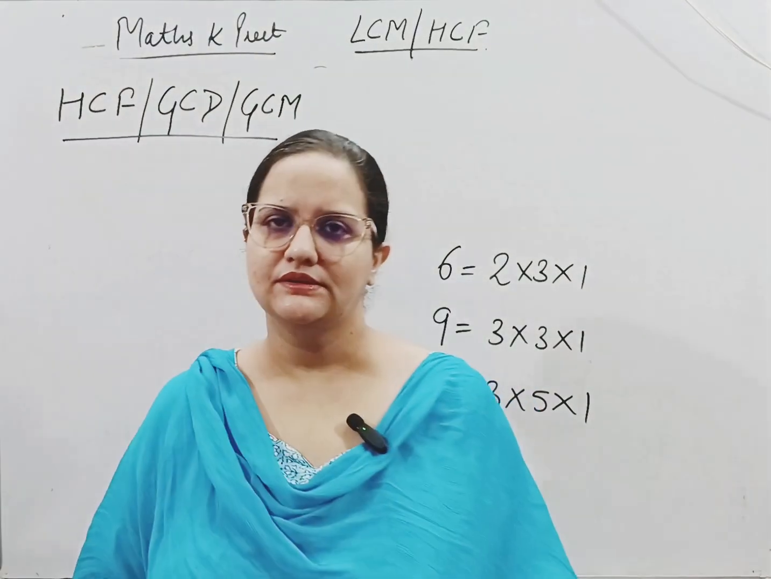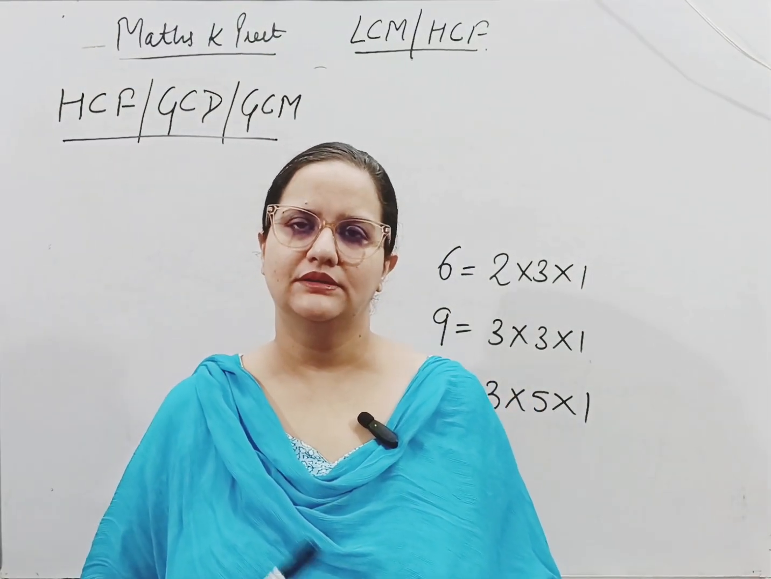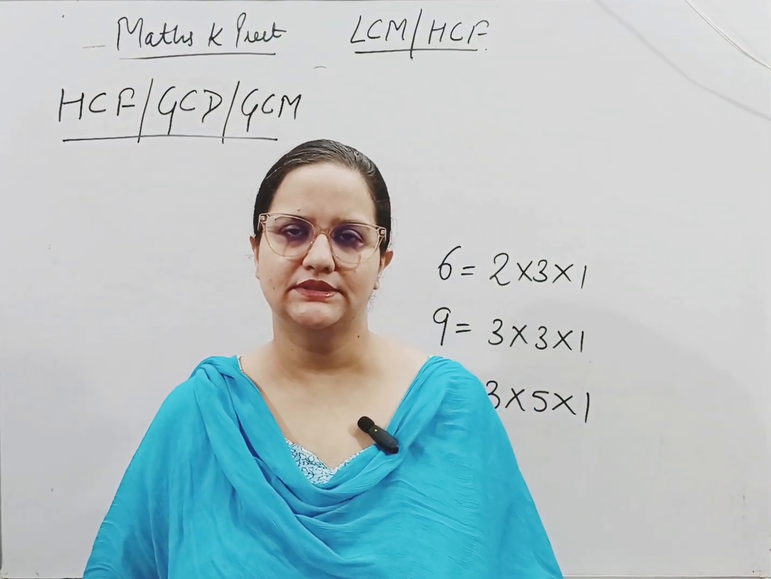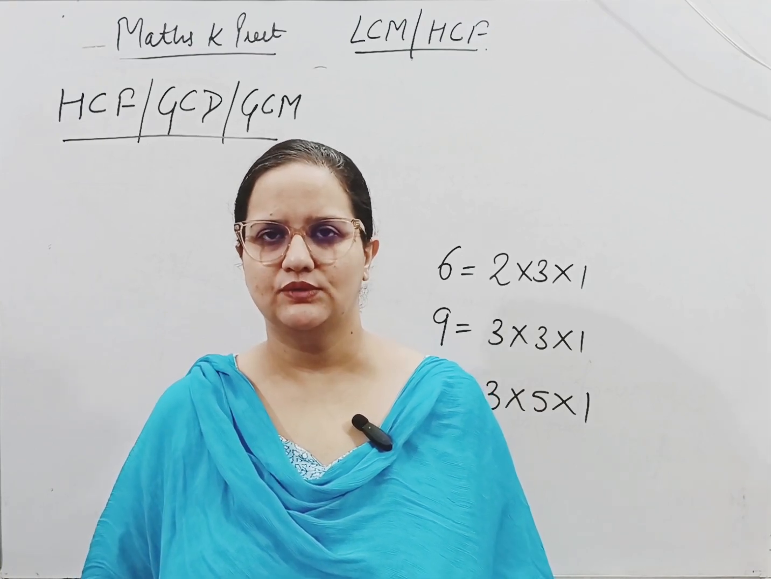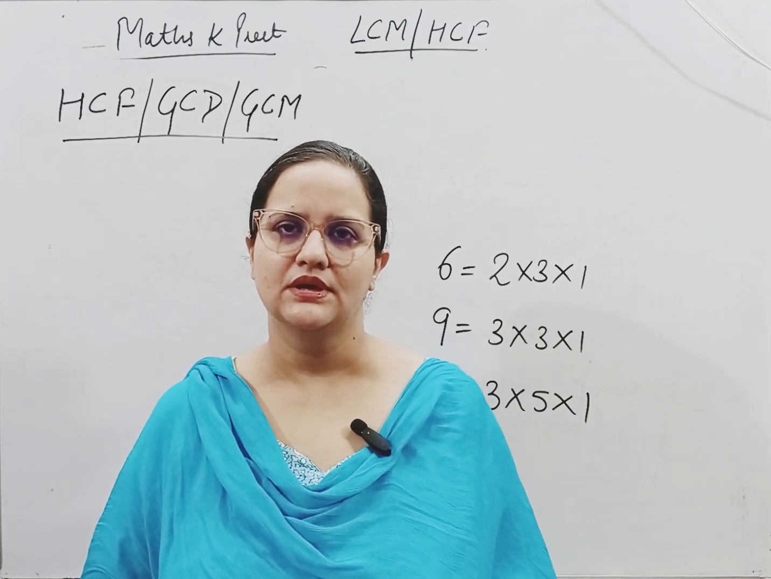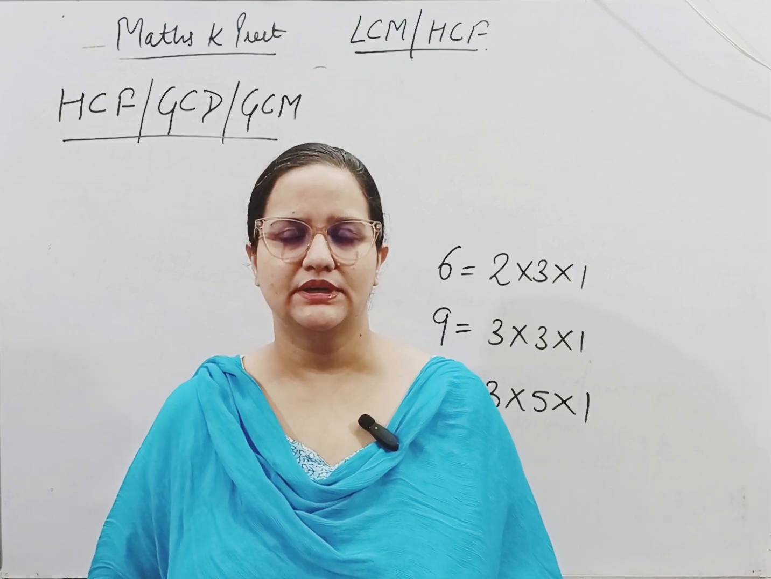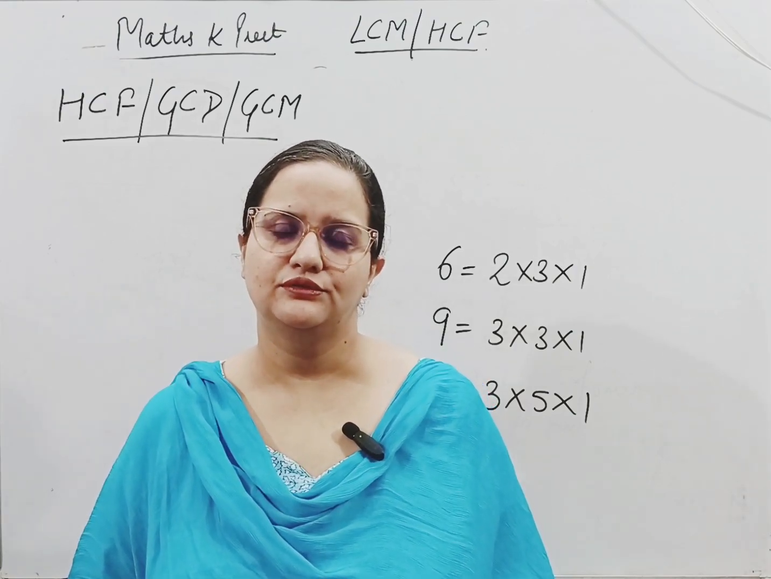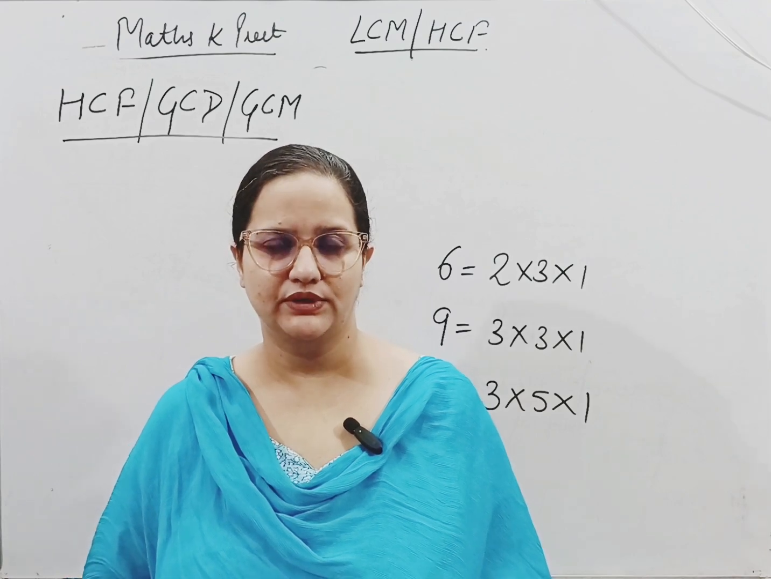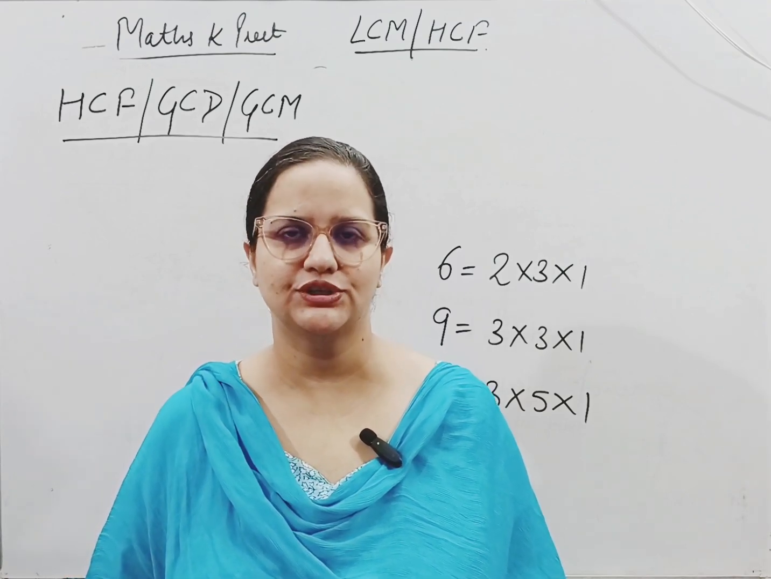So HCF means highest common factor, and the other name for the HCF is GCD. GCD is greatest common divisor. Factor and divisor both mean the same. Factor is what? Exact divisor. And the third name is GCM, that means greatest common measure. So there are two methods to calculate the HCF of two or more numbers. The first method is the prime factorization method, and the second is the division method.